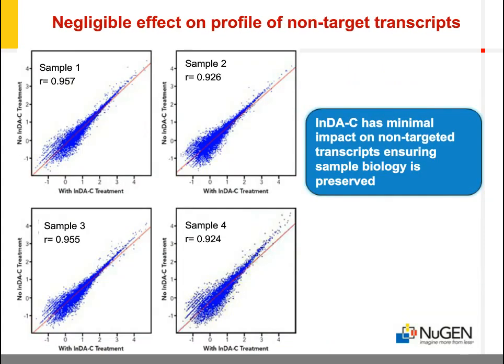Additionally, correlations between InDA-C treated and untreated samples were consistently high for all 4 samples, indicating that the transcript depletion had minimal impact on non-targeted transcripts and preserved the sample biology.